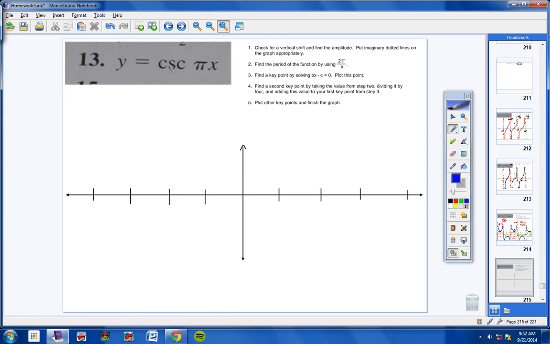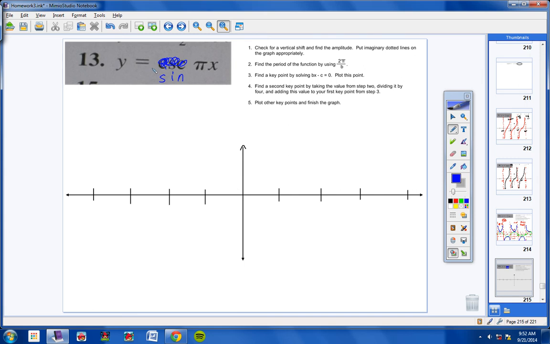Okay, students, first of all, we're going to take our cosecant and we're going to pretend it's a sine, which is the reciprocal function of cosecant. Okay? Very important you get that right. And then let's go ahead and do step one. Check for a vertical shift and find the amplitude. Well, if you look, students, nothing is being added or subtracted to this function, so we know there's no vertical shift.